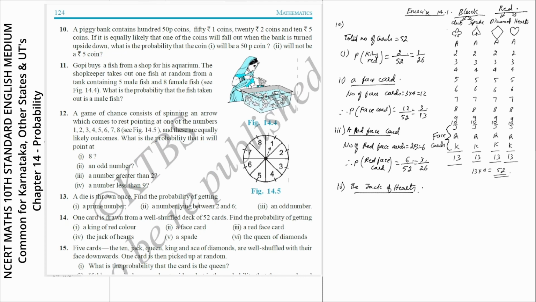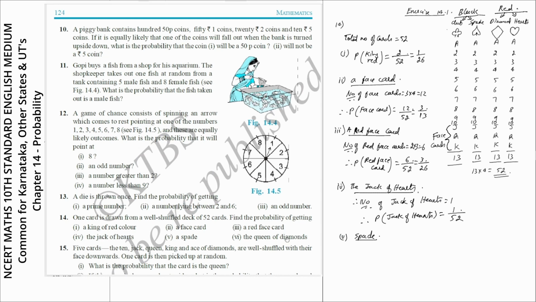The fourth sub question, what is the probability that jack of hearts is picked? Okay, now you can see jack of hearts. Okay, in hearts here you can see jack is only 1. Okay, therefore number of jack of hearts is equal to 1. Therefore probability that a jack of hearts is picked will be equal to 1 divided by total number of cards, that is 52. So 1 by 52 is the probability.